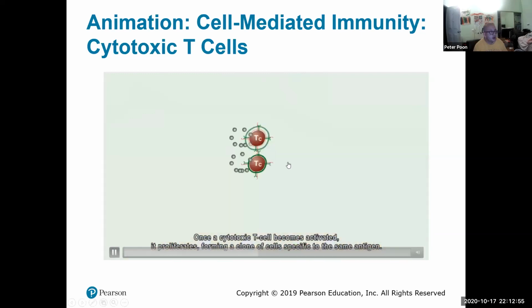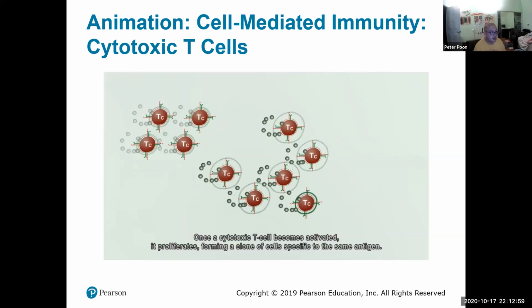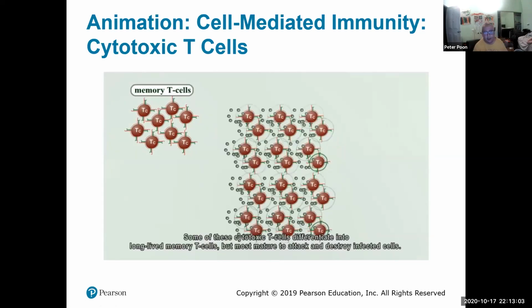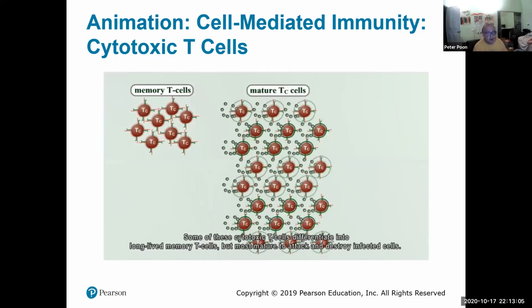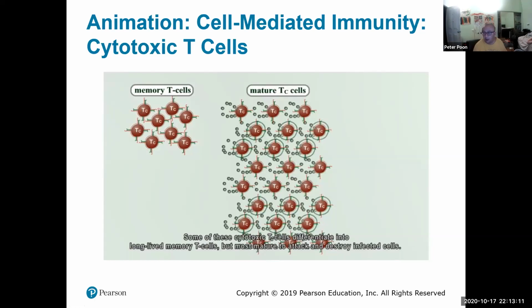Once a cytotoxic T cell becomes activated, it proliferates, forming a clone of cells specific to the same antigen. Some of these cytotoxic T cells differentiate into long-lived memory T cells, but most mature to attack and destroy infected cells.